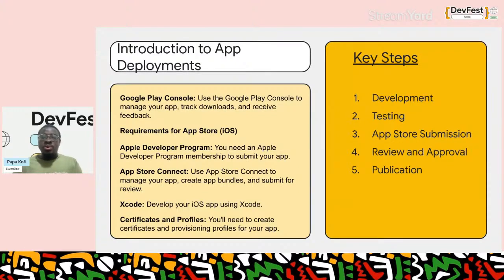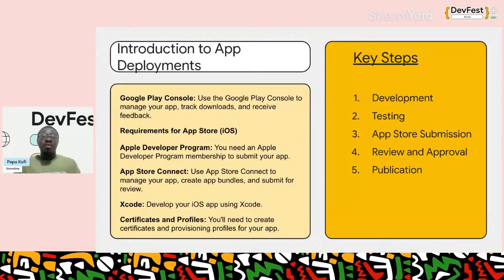App Store Connect is also a web app that helps you go through the process of publishing your app. And then Xcode. Xcode helps you to build iOS apps. There's a little twist to iOS development. You probably need a MacBook. However, there could be alternatives.